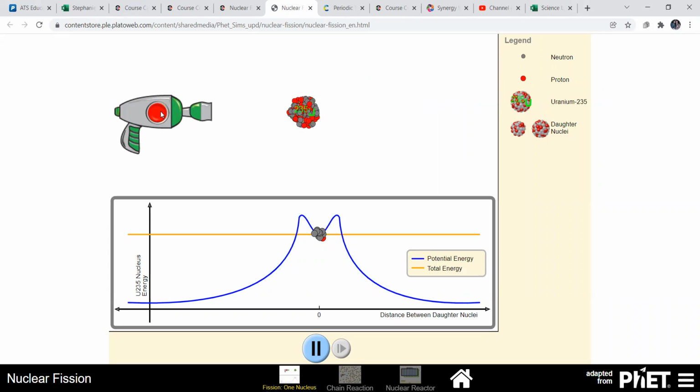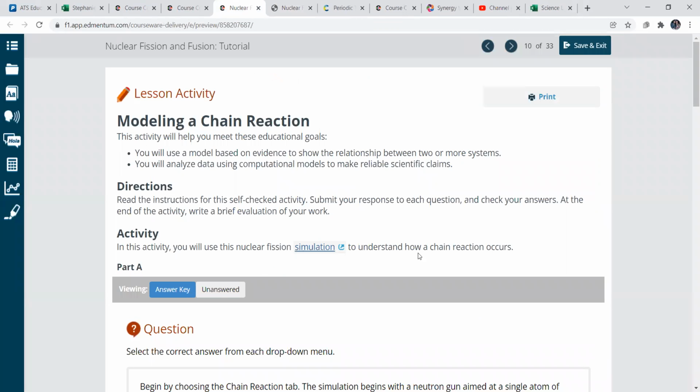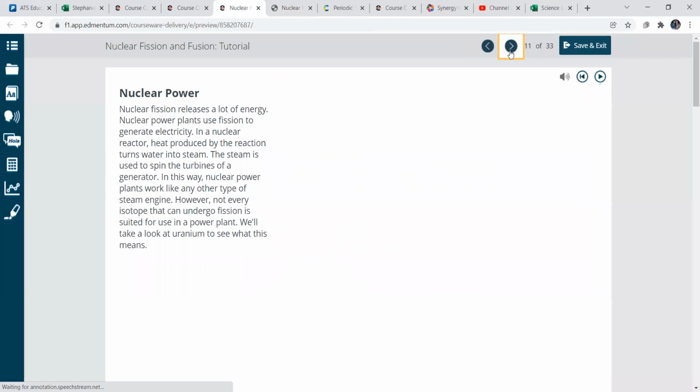So let's see, it's going to split. Yep. There we go. Now it's split into two. Let's try this one. So it splits into two pieces there. So that's what's going on in nuclear fission. It's seeing how the chain reaction works, and it's just kind of breaking it apart just a little bit.